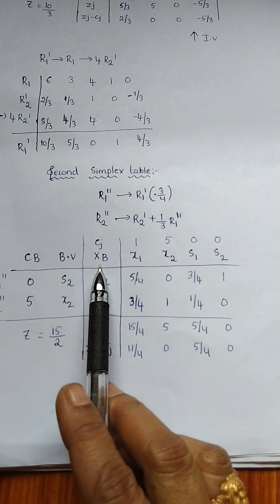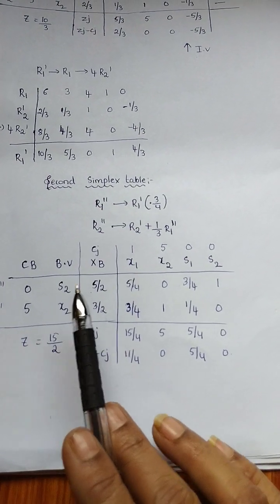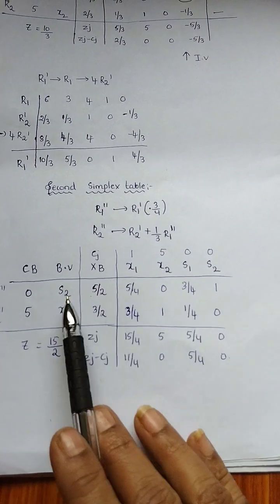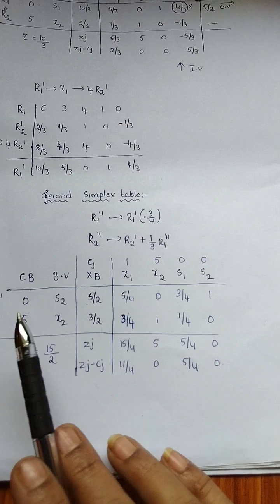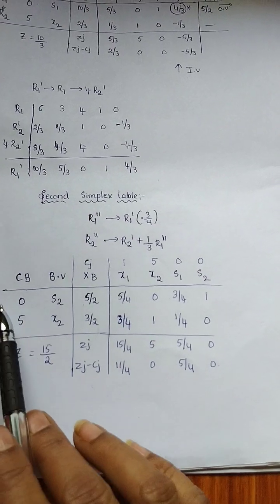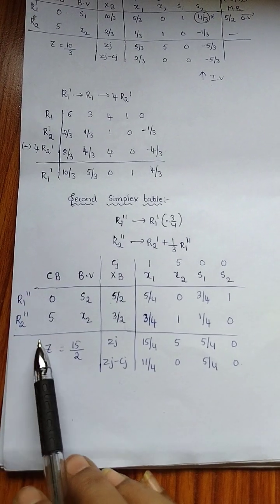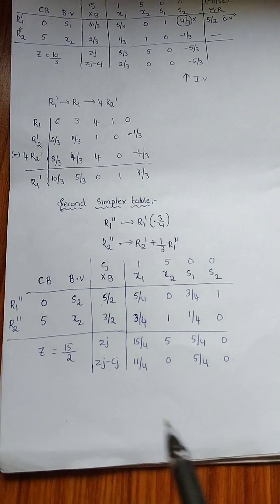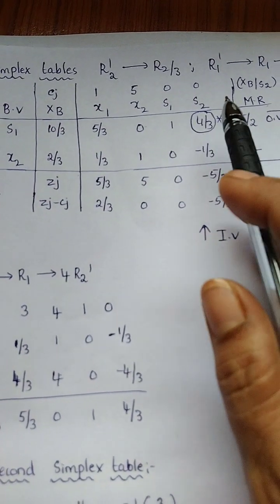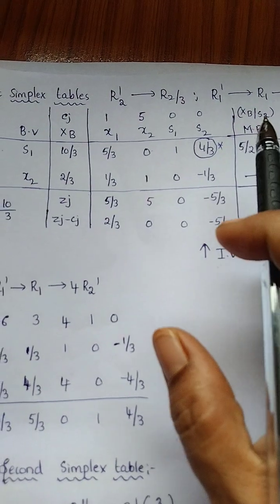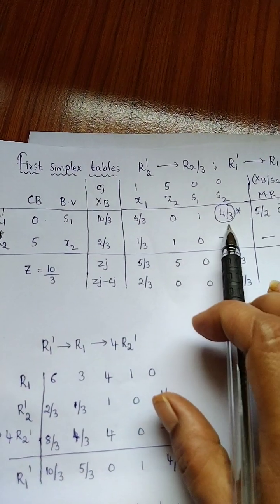CB, basic variables XB, X1, X2, S1 and S2. For that, we are going to have S1 is outgoing and S2 is incoming. S2 coefficient is 0 and X2 coefficient is 5. So, we are going to form new row values, that is R1 double dash and R2 double dash. What is the key element here? The key element is 4 by 3. To make it as 1, we are going to multiply the first row completely with 3 by 4.